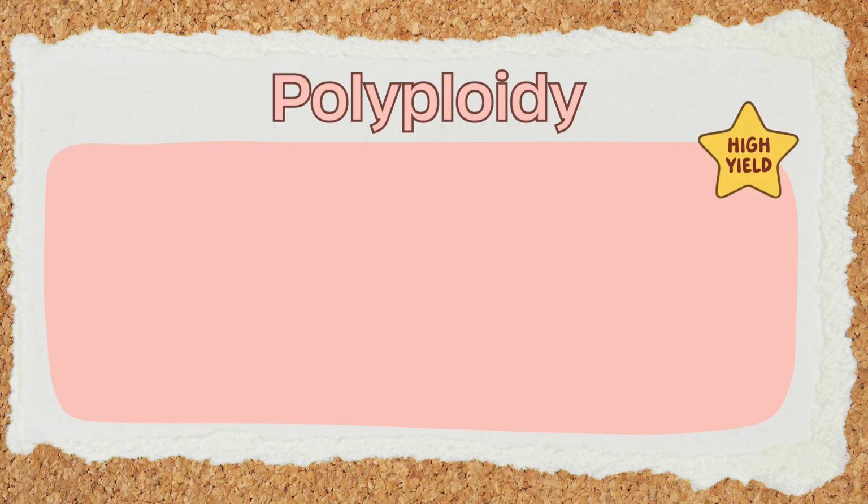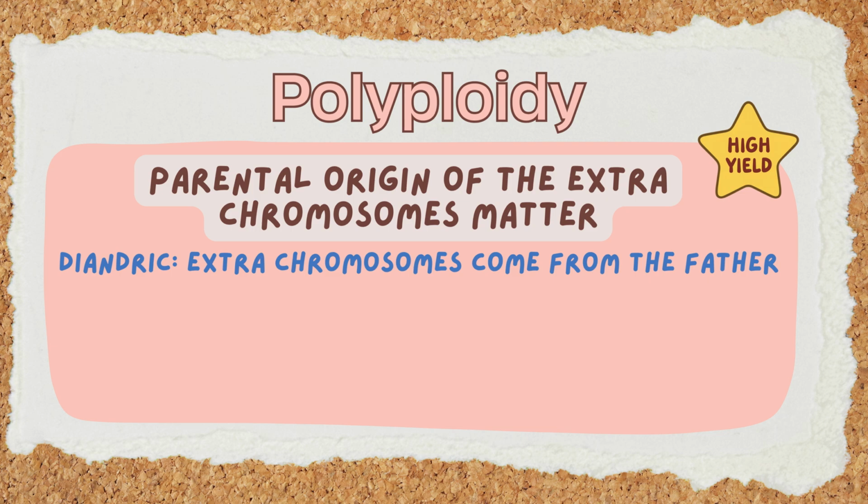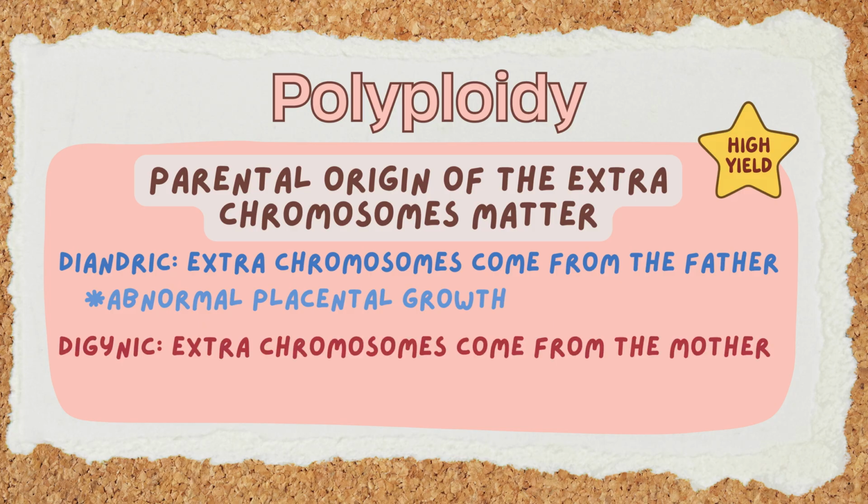Now, a high yield fact to know is that the parental origin of the extra chromosomes matters. If the extra chromosomes come from the father, you tend to see abnormal placental growth, and this is called diandric. It sometimes resembles a partial molar pregnancy. If they come from the mother, you tend to see severe fetal growth restriction. This is called digynic. So there's the same chromosome count, but very different presentation.